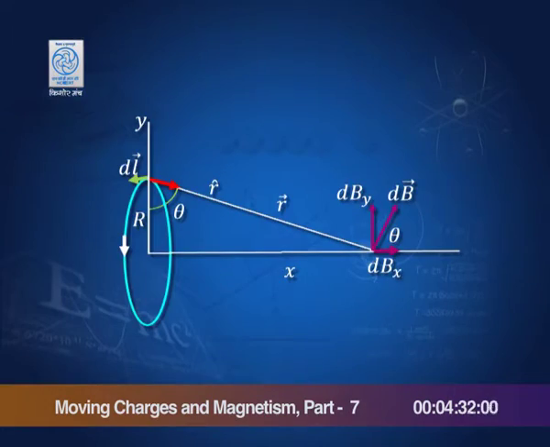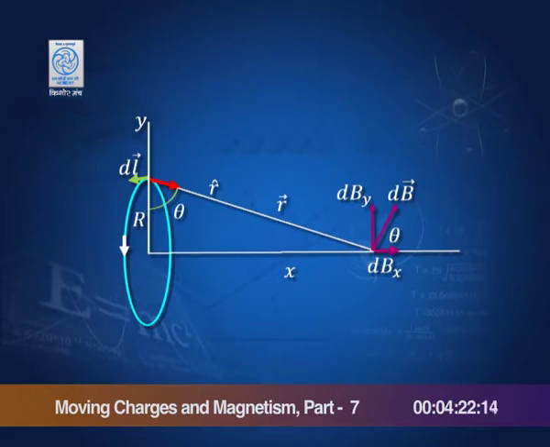So, let me explain to you again. We have got dl, the current element, we have got r cap in this direction, and we have to look at the plane that contains this and this, that is this plane, and in that plane the angle between this and this is pi by 2. So, therefore, dl cross r cap is simply dl.